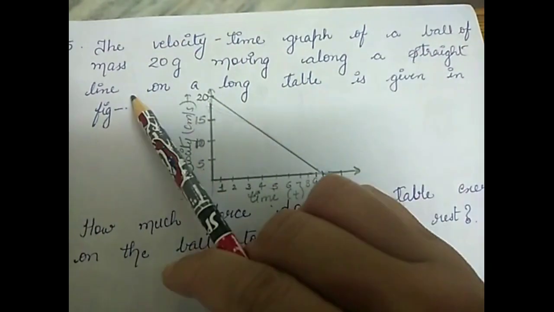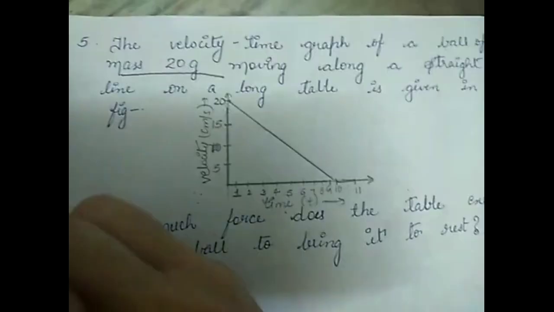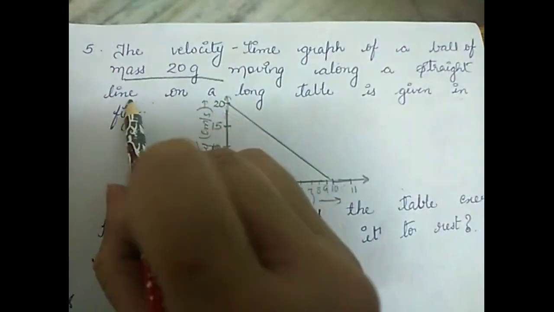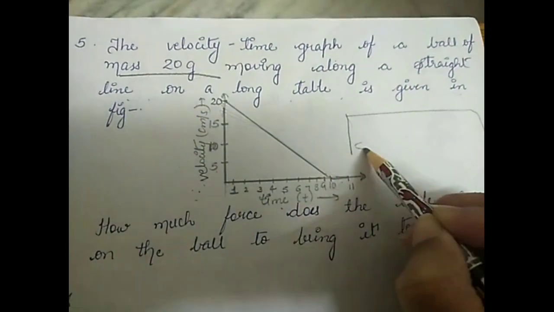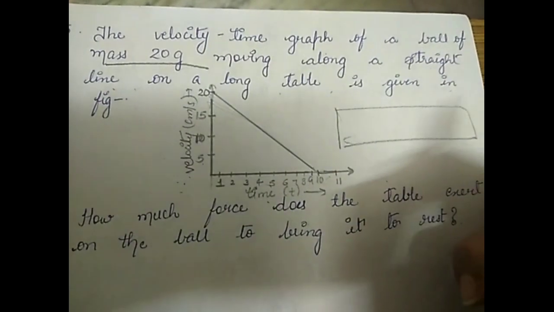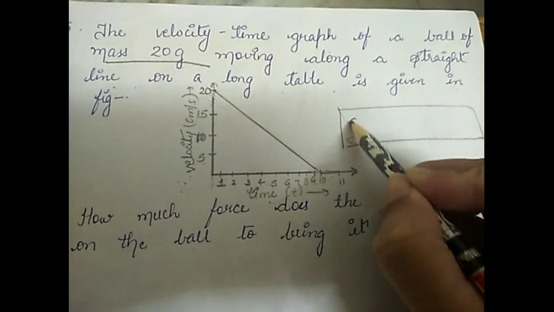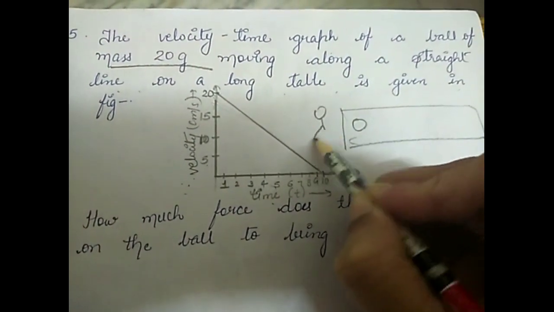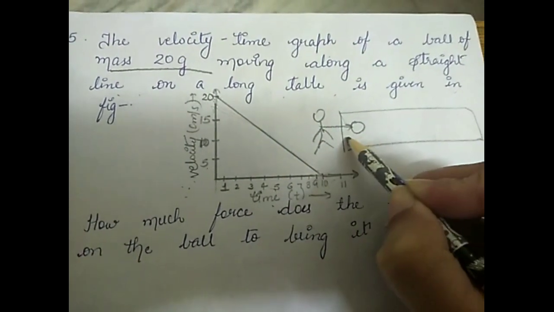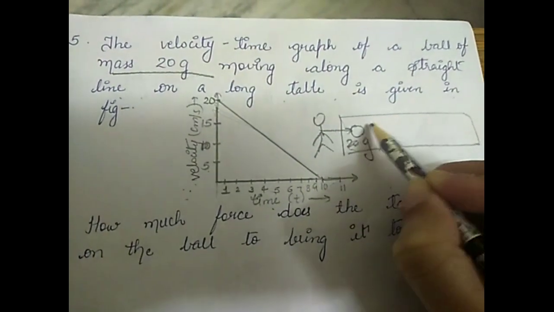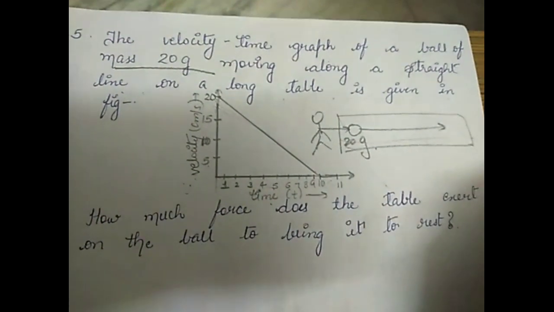A ball of mass 20 gram, moving along a straight line on a long table. There is a table. Okay. Pool we play. So here is a ball and a man standing here applied his stick. Okay, this ball is of 20 gram and it moved in a straight line along a long table, right?